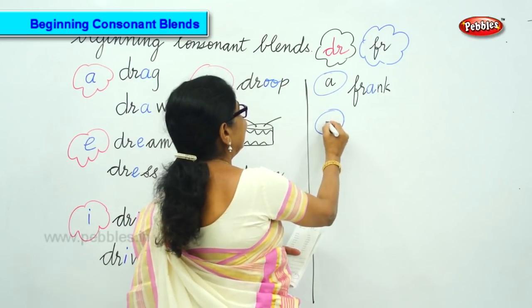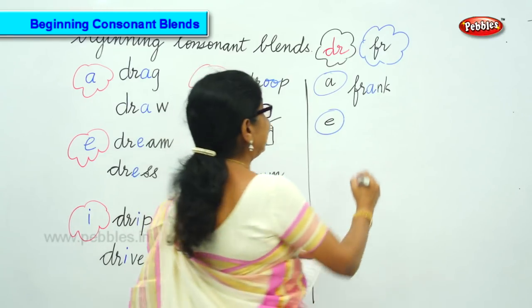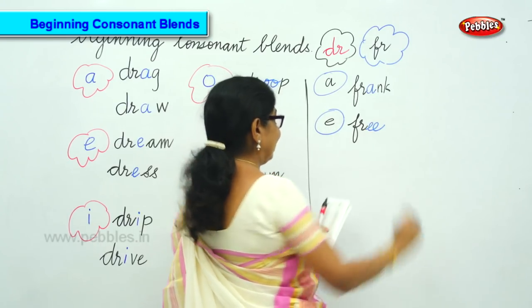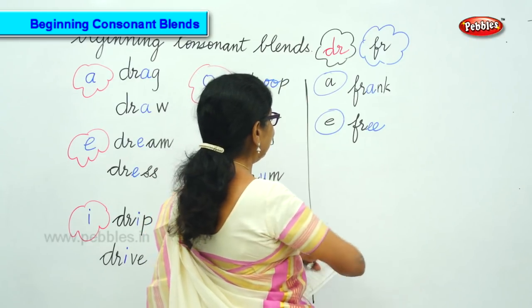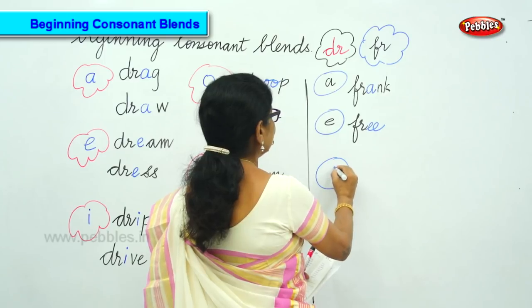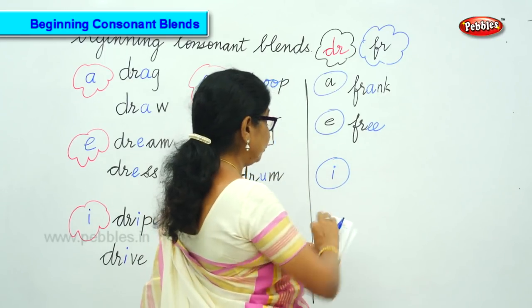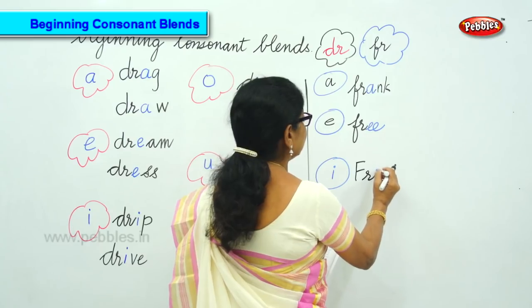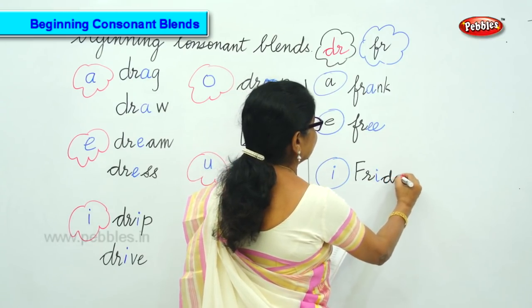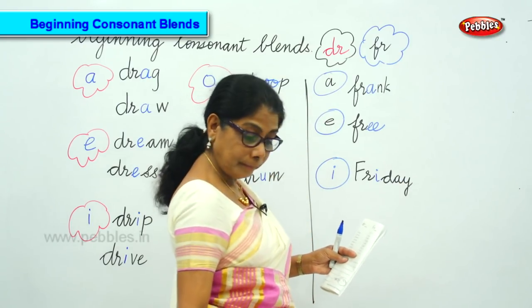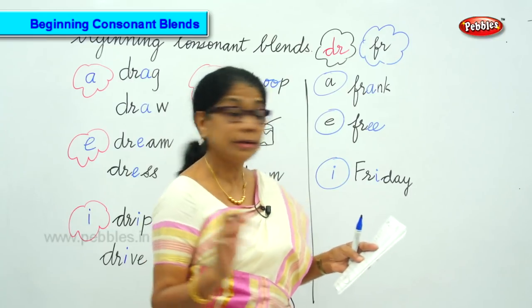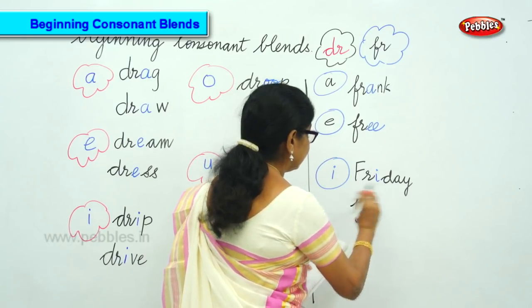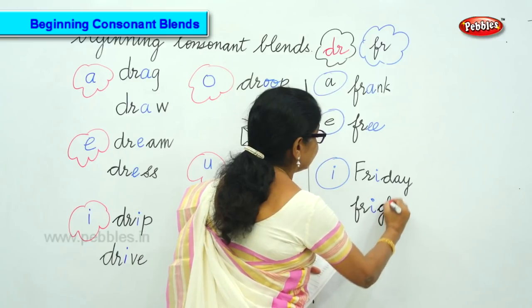In E, what do we have here? Free. You get free. In I, what do we get in I? You get Friday. Here, Friday, and fright. You get a fright when you go in the dark.